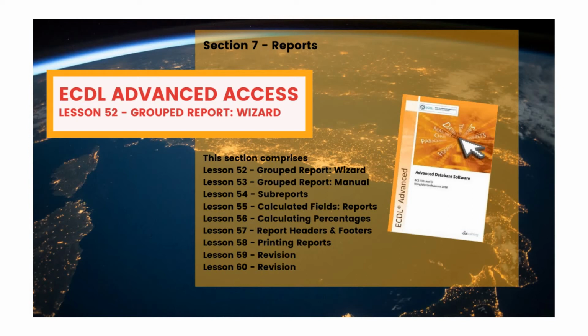ECDL Advanced Access Lesson 52, Grouped Report Using a Wizard. This is the start of Section 7, Reports, and in this section we're going to create grouped reports and sub-reports, create calculated fields in reports, calculate percentages, insert data fields in headers and footers of reports, and then print reports.